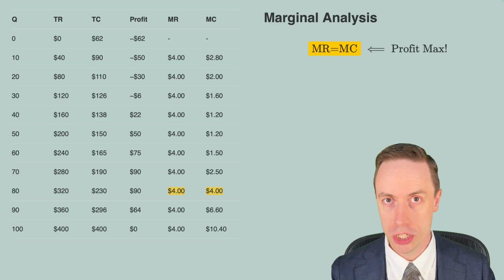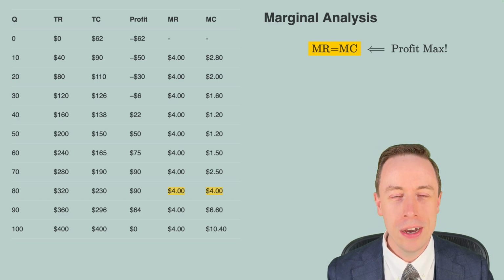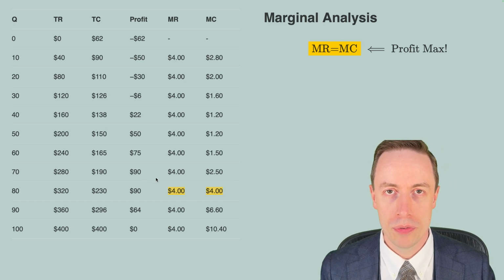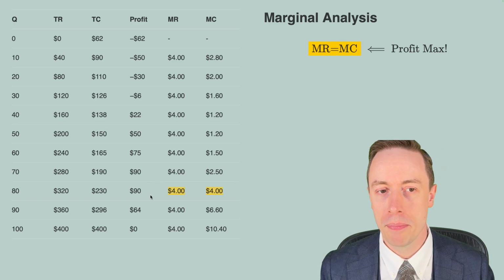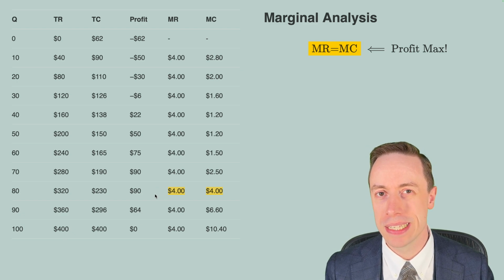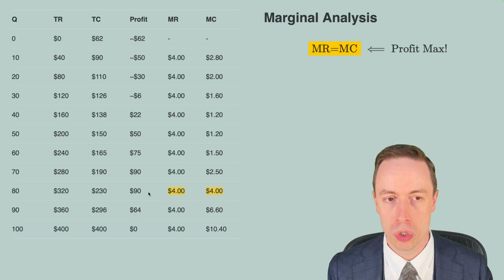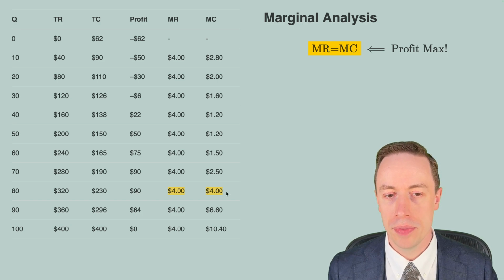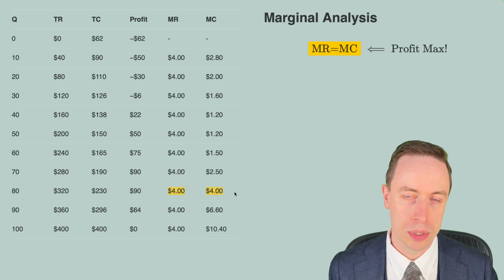But let's look at this special case. Let's not dodge the question, right? What if they're exactly equal? What about those last two rows? Well, if you want to be really technical about it, you do want to pick the second one of those rows. So in this case, quantity 80, with that second time that profit is equal to $90, the exact row where marginal revenue equals marginal cost.